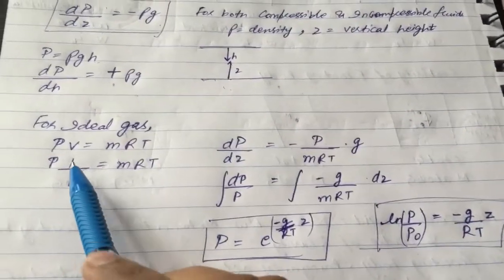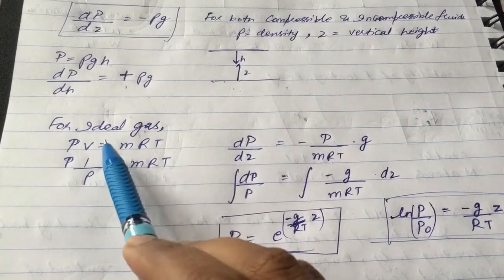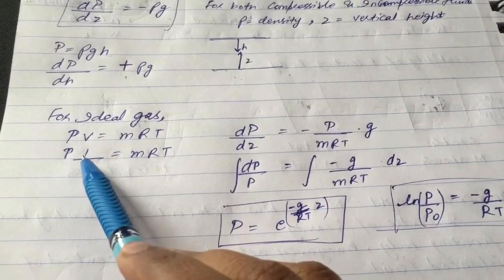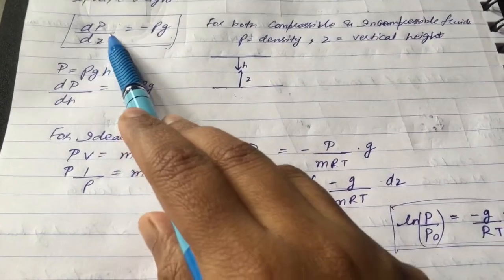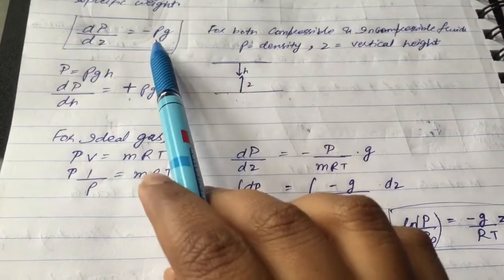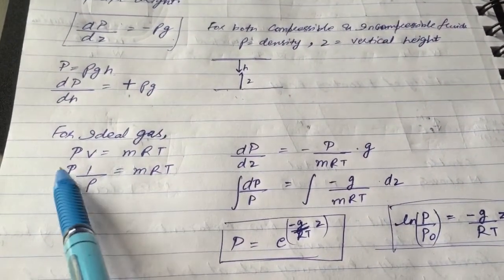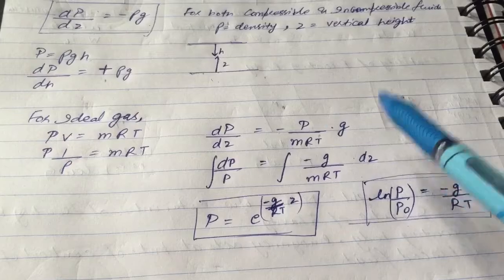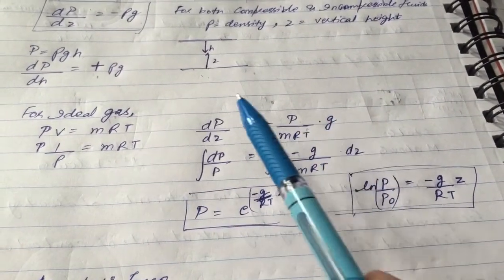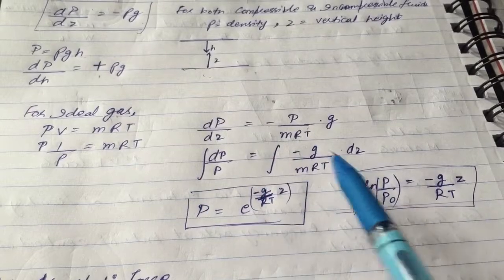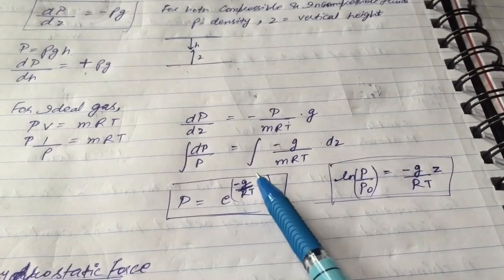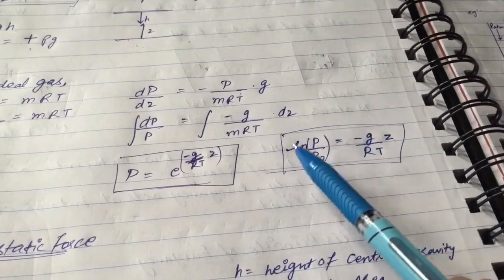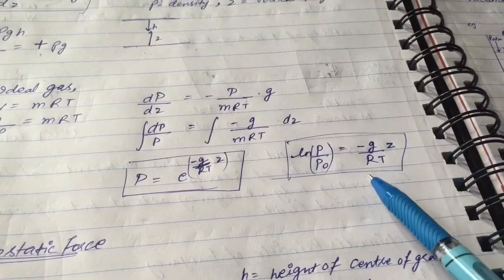For ideal gases, we know PV is equal to mRT, and volume is inverse of density, so P into 1 by rho would be equal to mRT. Now in the equation dP by dz is equal to minus rho g, in place of rho we can put this equation, so we get dP by dz is equal to minus P by RT into g. Now taking P to one side and dz to the other side, integrating both sides, we get pressure is equal to e to the power minus g z by RT. This is valid for ideal gases only. So it comes out to be ln P by P naught is equal to minus gz by RT.